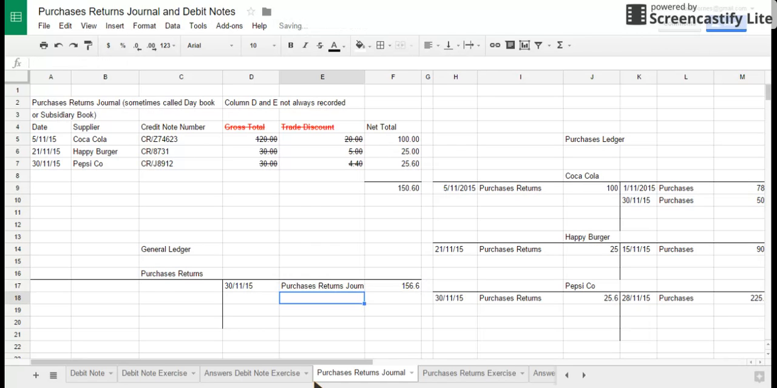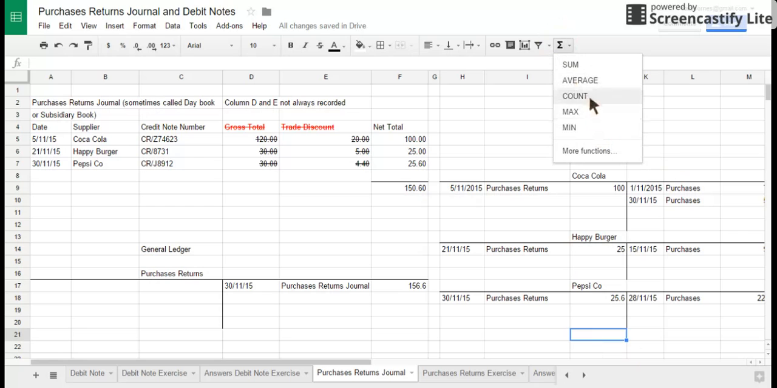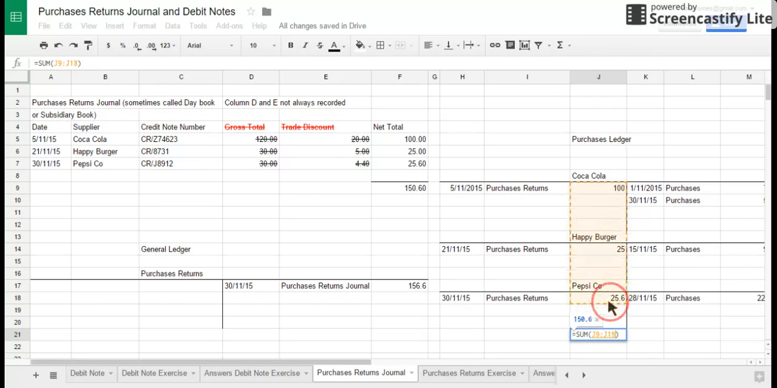Okay, and what we can do as a double check that I haven't made a mistake anywhere is we know that the total there is $156.60. So hopefully if I do a quick autosum over here on the side and add up the total of the debit entries made in the different suppliers' accounts, that also comes to $150.60. So I have made a mistake. I need to change that to $150.60, and we now know that I've made no errors at all when I've been transferring the information over.